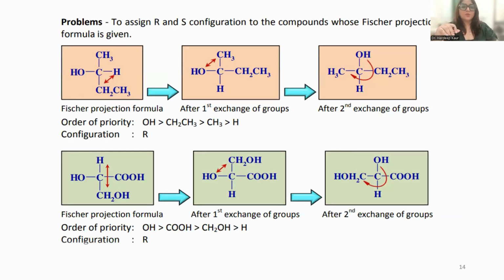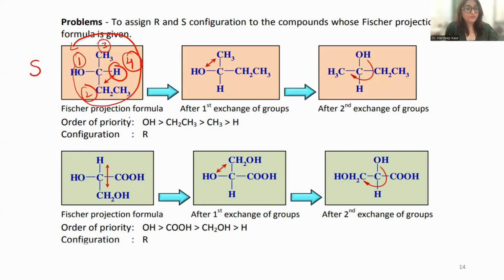Okay. Now, if you want to assign the configuration, suppose R and S, to the given compound, suppose this one, here you can see that hydrogen, which is the lowest priority group, is on the right side. But according to the rule, it should be in the fourth position, but it is not. Order of priority, if I give it, first to the OH, second to this one, and third to this one. According to this, it is going this side, means it should be S.